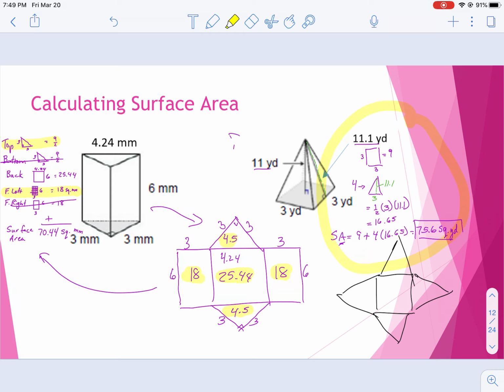So, big takeaway, surface area is finding all of the areas of the surface.